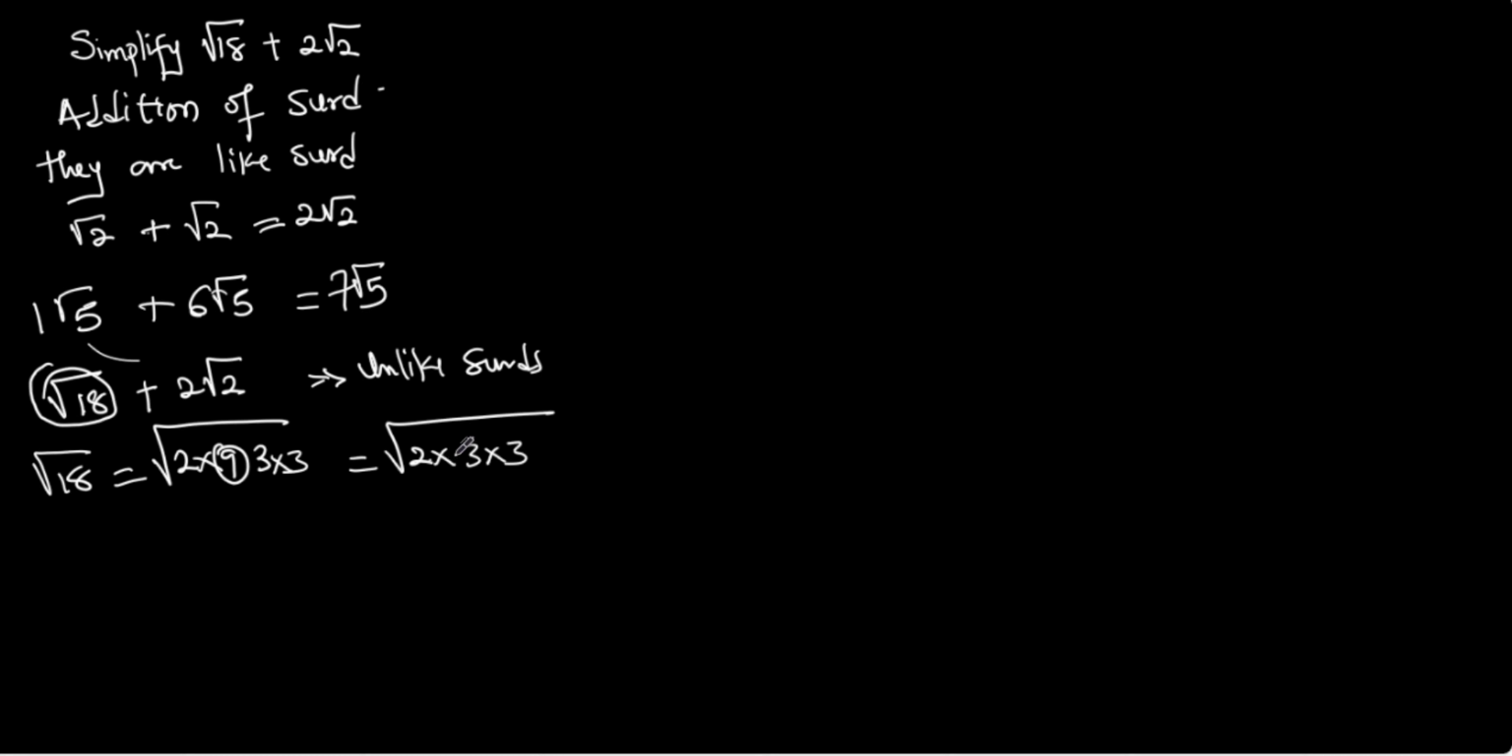This is simplification of Surds. And remember, if I want to find the square root of 4, why is the square root of 4 equal to 2? It is because 2 is that number that will multiply itself twice to give us 4. So when I have 9, for example, the square root of 9 is equal to 3, because 3 will multiply itself twice to give us 9.